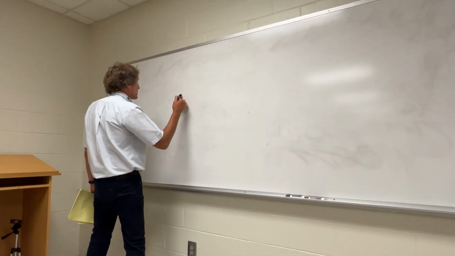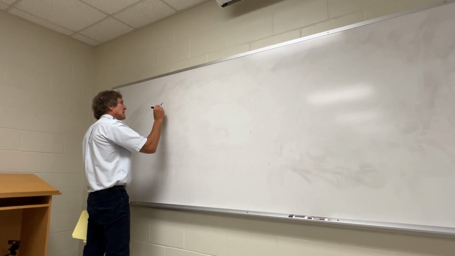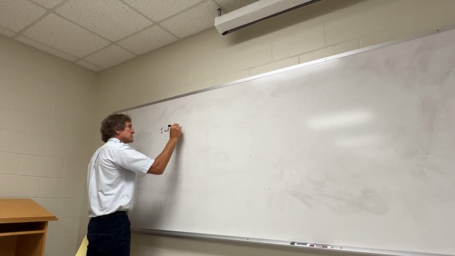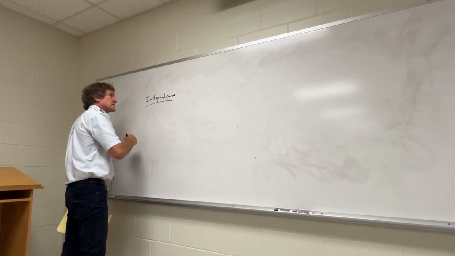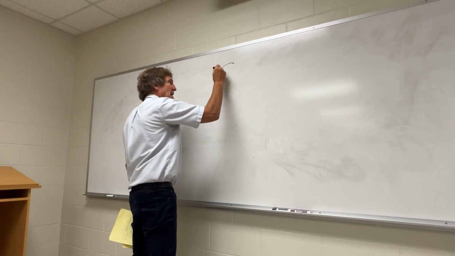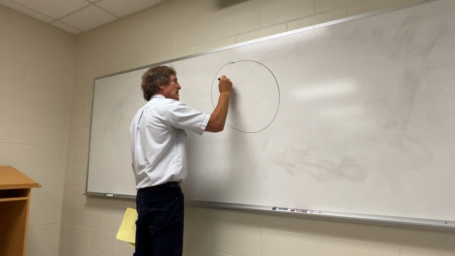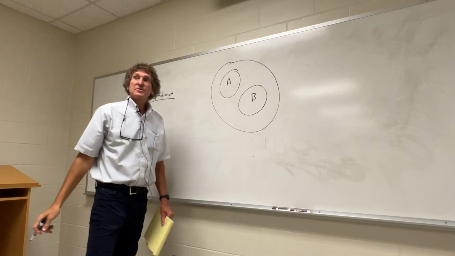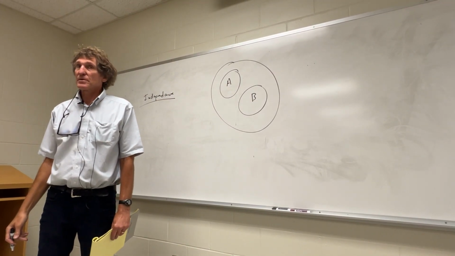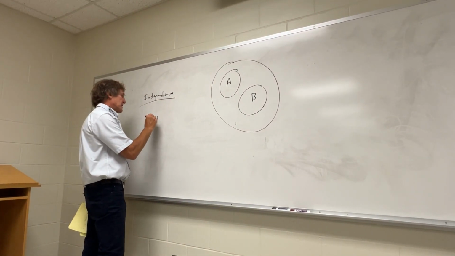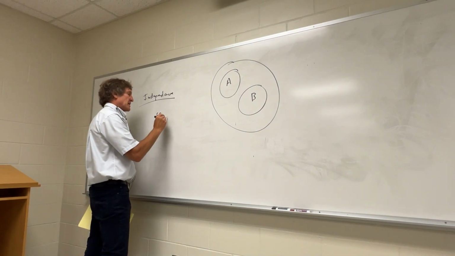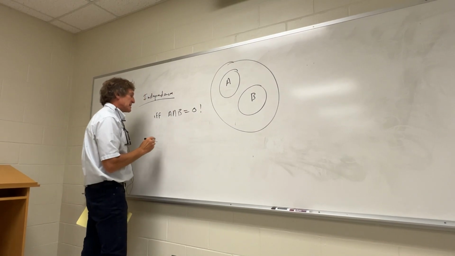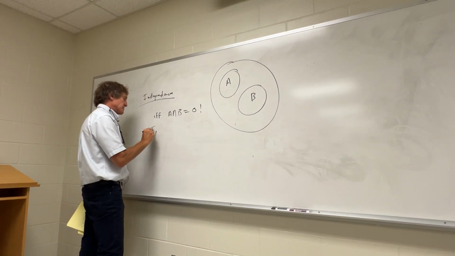he makes a big point about this, but it's not that. If we talk about independence, when events are independent, on a Venn diagram, if you have A, whatever that event is, and B here, and there's no overlap, if and only if A intersect B is 0, then they are independent.